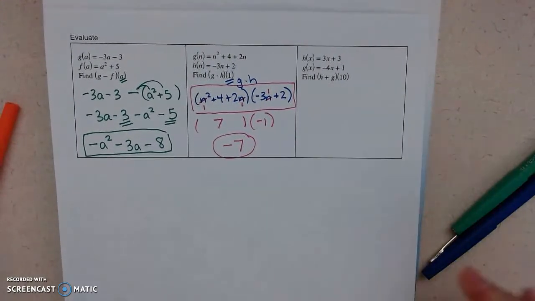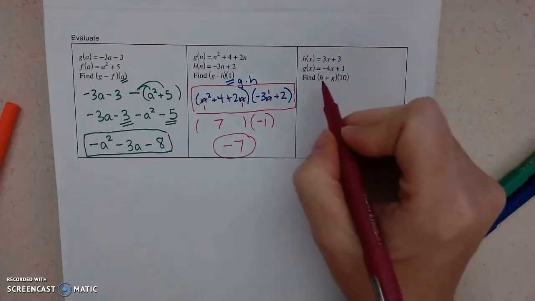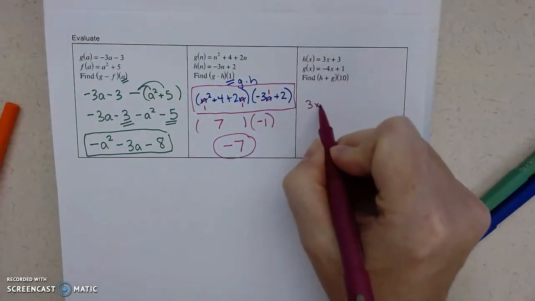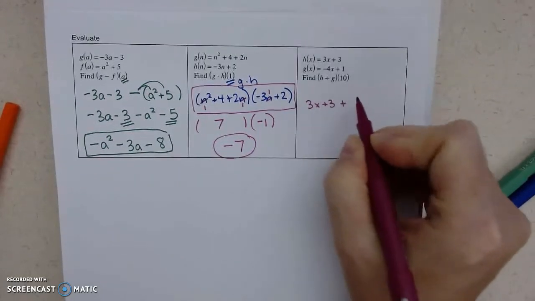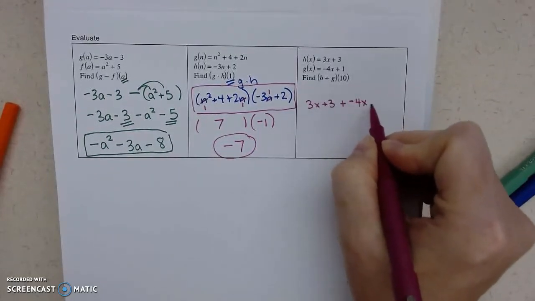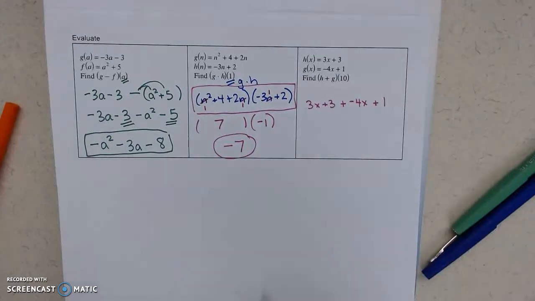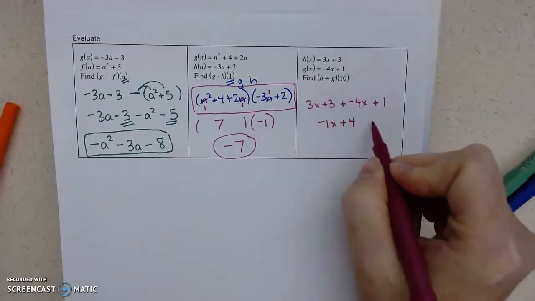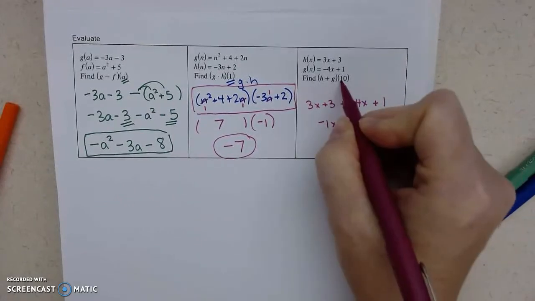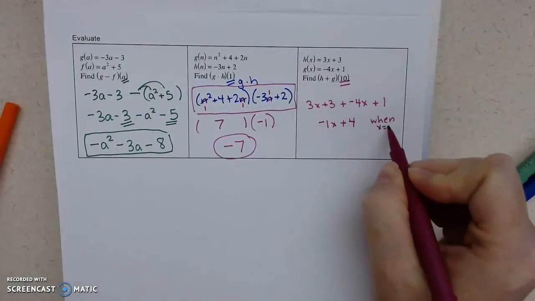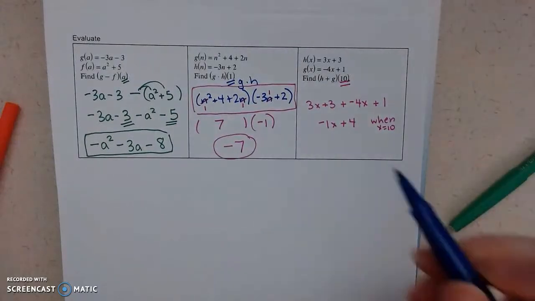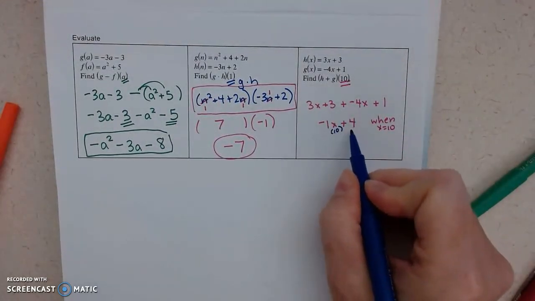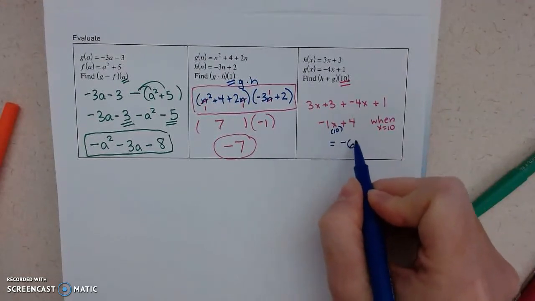All right, let's look at our last example. We've got h plus g of 10. So here's h plus g. I can combine like terms. And then I want to know when x equals 10. So we can substitute. So we get -10 plus 4, which is -6.